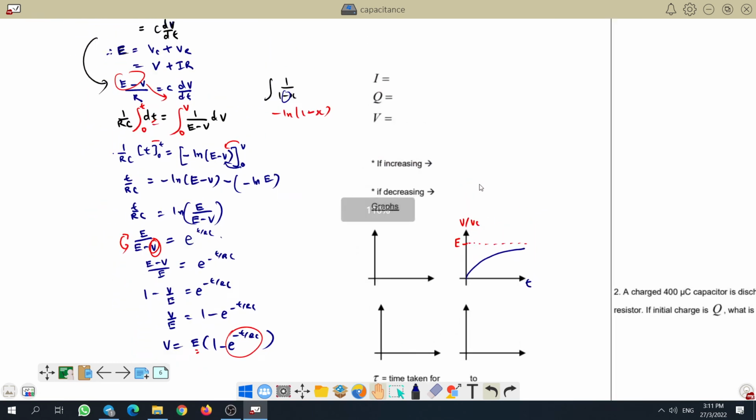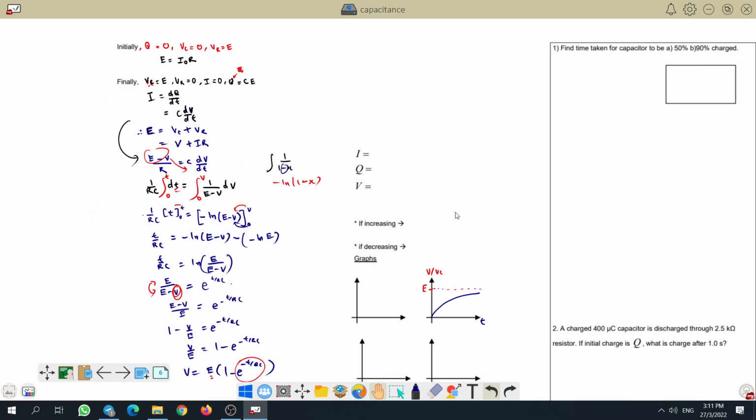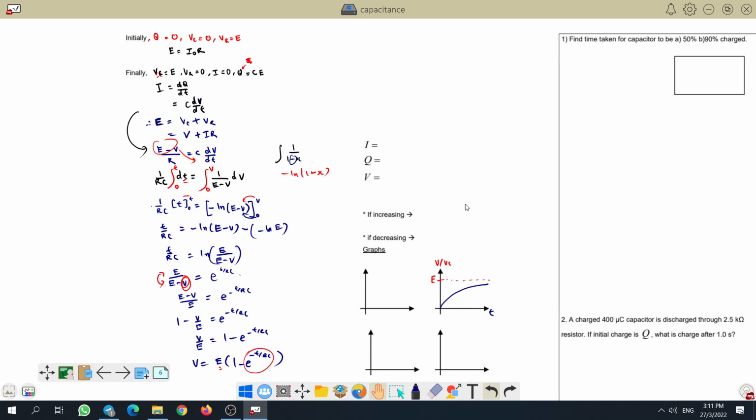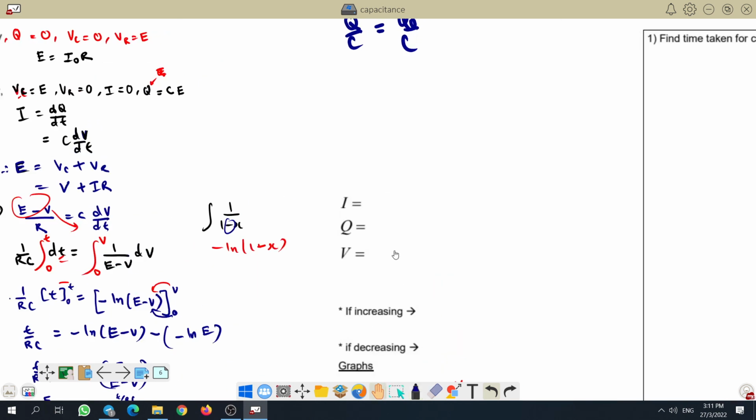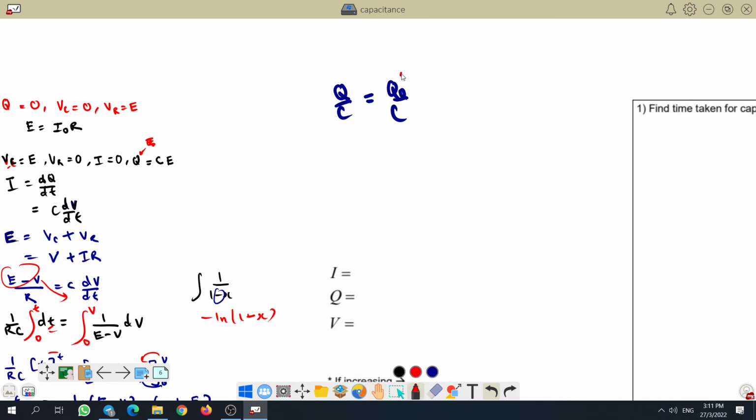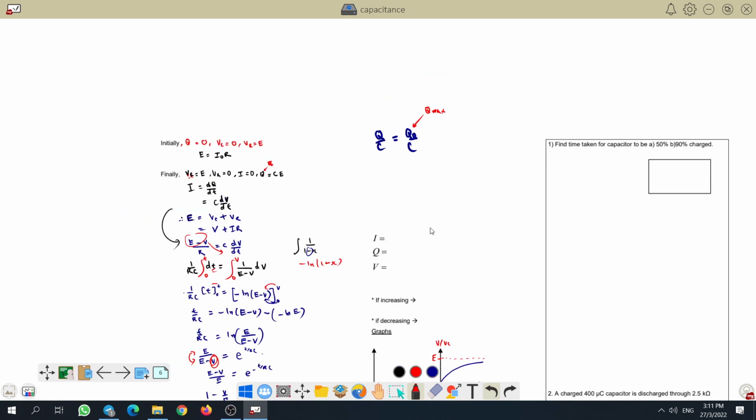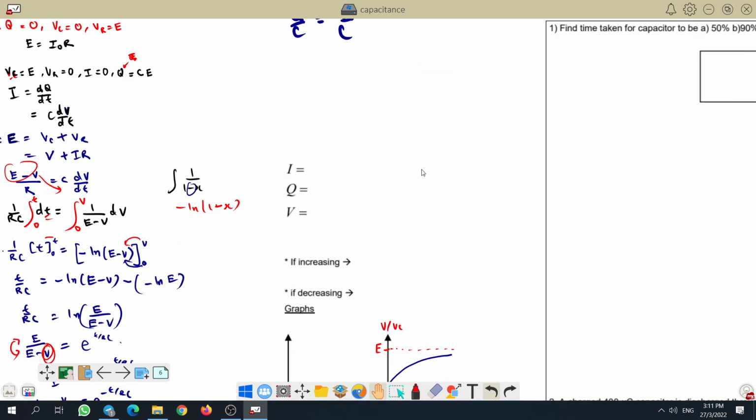After we get the V, we should do for what? I, macam complicated. Q. Apa Q? Q macam tadi, it's just Q per C kan. V is Q per C. And E tadi is Q naught per C, but Q naught here referring to bukan initial lah, tetapi Q maximum. So Q naught per C, so the rest is the same.